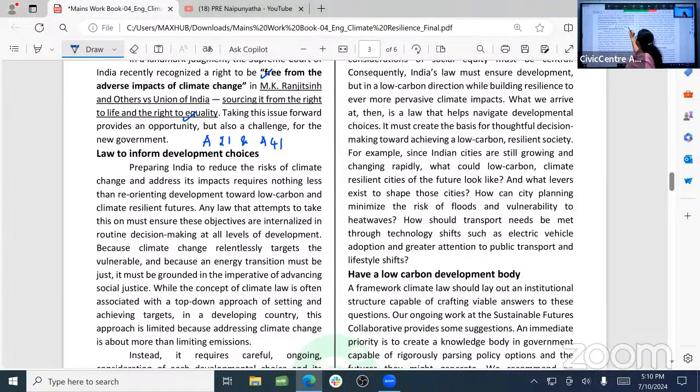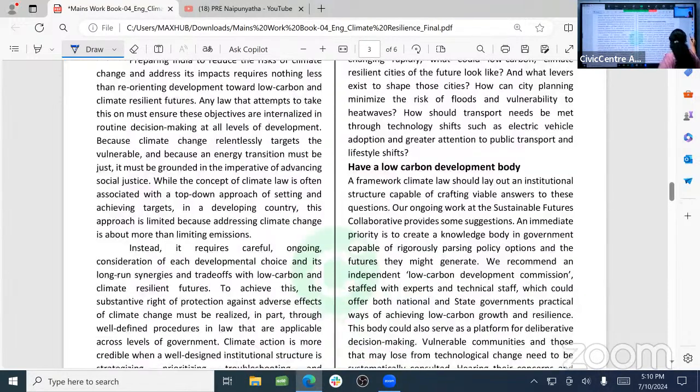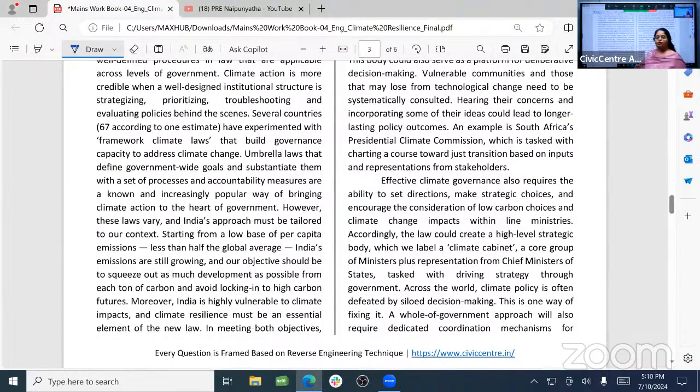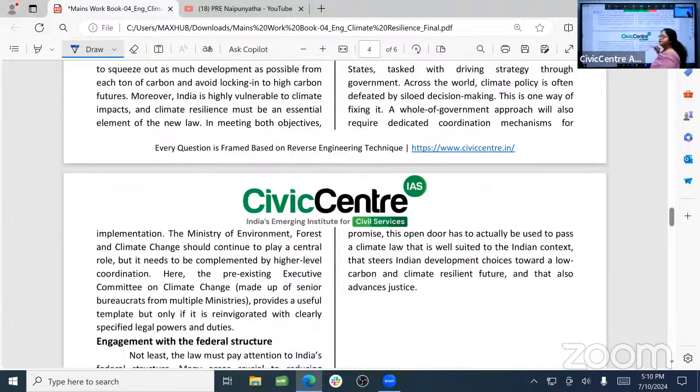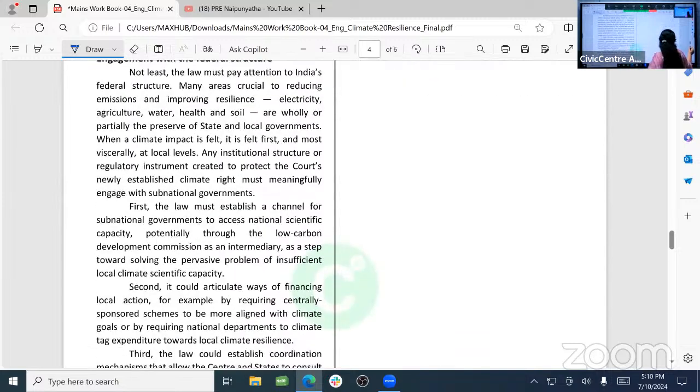So, they have said how to realize the rights provided by the Supreme Court. The probable solutions to realize such rights have been given in the article, which you will have to understand by reading the article.